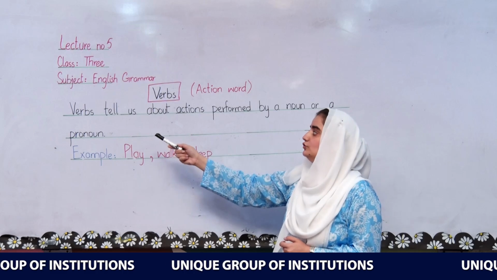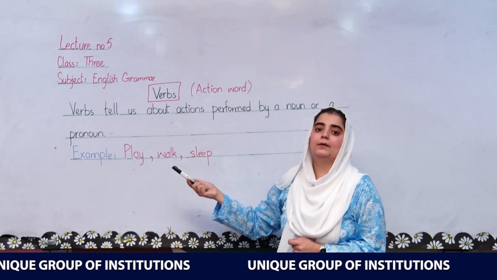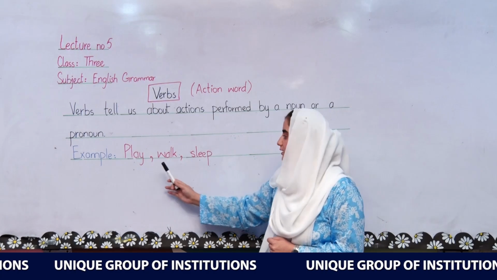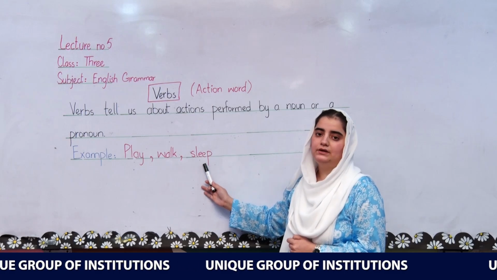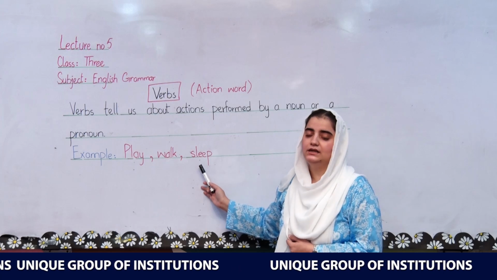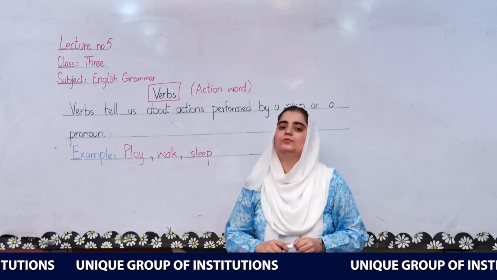Verbs are the words, dear, that tell us about any action that a noun or a pronoun is doing. For example, like play, walk, sleep. These are 3 examples only and there are various examples of this thing. Done? Let's just move to the book exercise and you may understand more correctly.